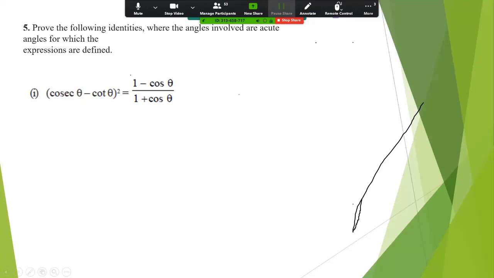Ma'am, you can also use (A minus B) whole square. Yeah, we will use that only.